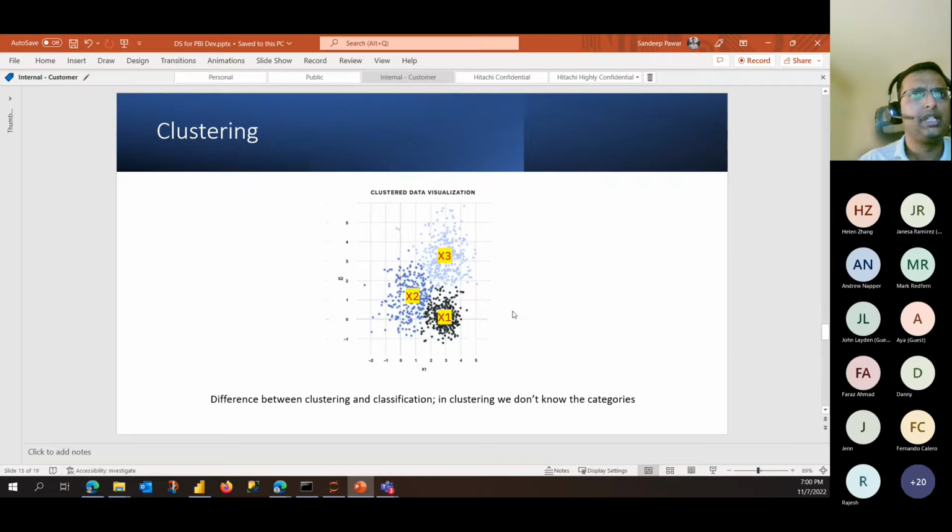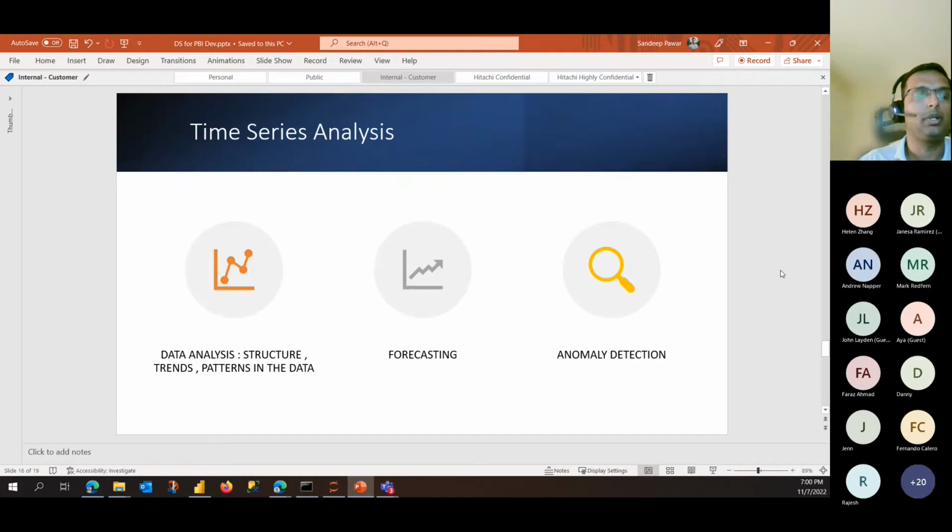We won't go into the details of how exactly this works. I have actually presented before on how to do clustering in Power BI, so check out my blog where you will learn more about it.